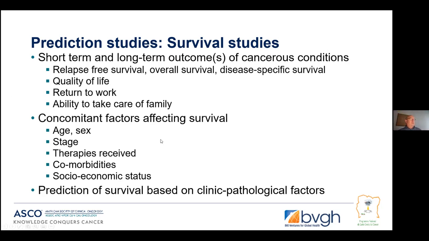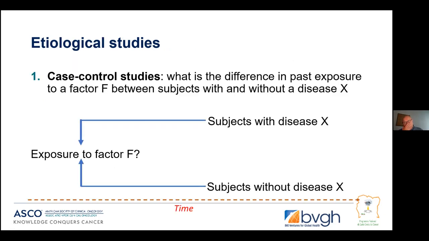And then indeed the survival studies try to look at the concomitant factors that may affect survival: age, sex, stage, therapies received, comorbidities, socioeconomic status, and so on and so on. It's just some examples. And indeed, other survival studies are based on the clinical and pathological factors, the stage, the biology of the tumors, many of these parameters. So all these enter in that class of survival studies.